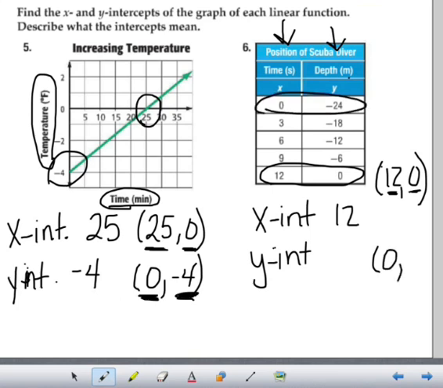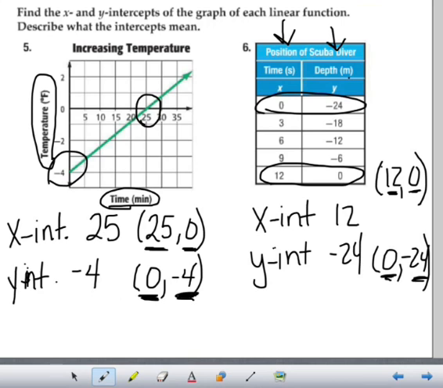Right there, my y is going to be negative 24. So my intercept is negative 24. Again, what does that mean? Well, after 0 seconds, when we're starting, no time has passed, the diver is at negative 24 meters. So the diver's starting at negative 24 meters, or 24 meters below the depth of the water. All right, so that's just interpreting what those intercepts mean.